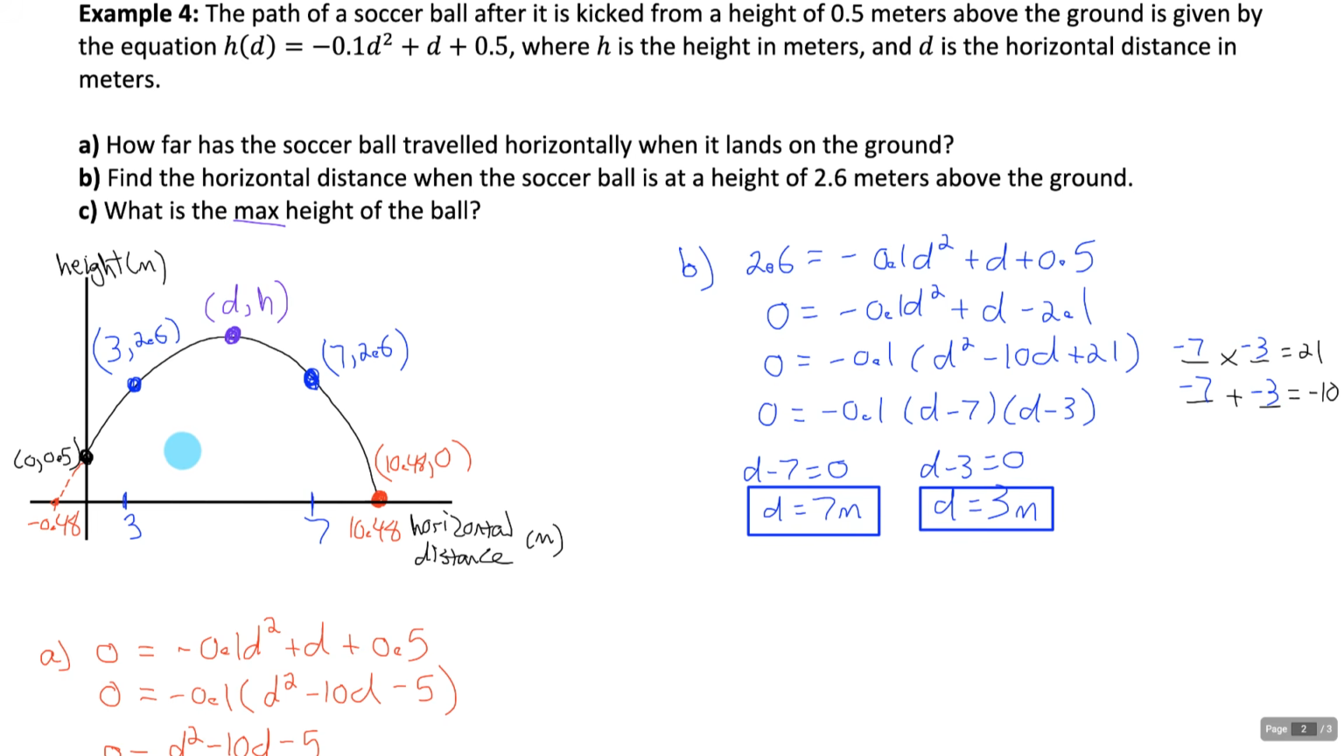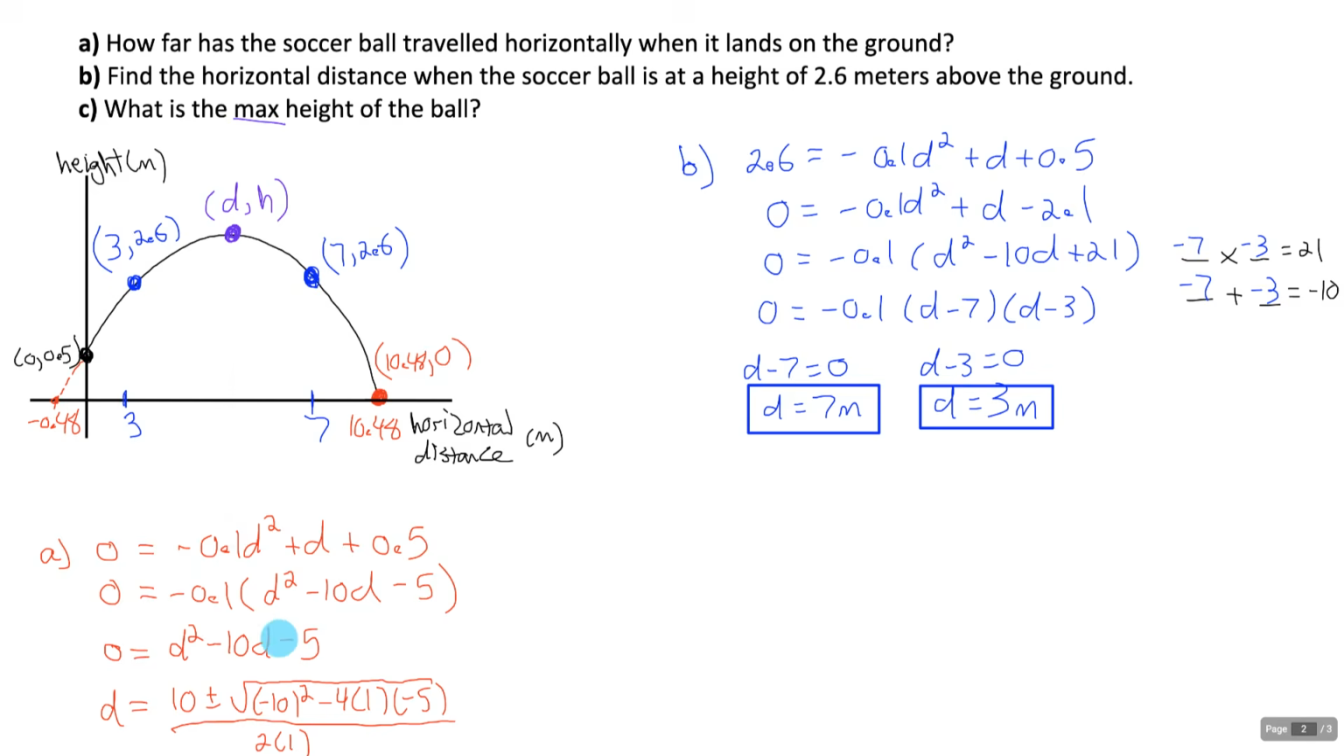There are lots of ways we could find this, but if we look at all the points we have on the quadratic, and if you remember that quadratics are symmetrical, we could find the x-coordinate of the vertex, the horizontal distance, just by finding the average of any pair of points that have the same height. So I could find the average between 3 and 7, or I could find the average between negative 4.8 and 10.48. Either way, we would then find the x-coordinate of the middle of the parabola, which we know is where the vertex is. So for part C, how would I average 3 and 7?